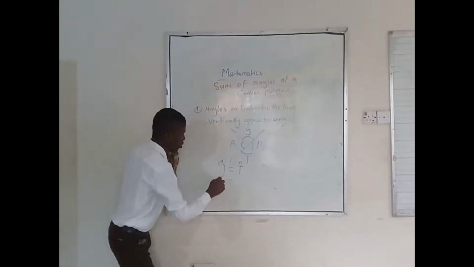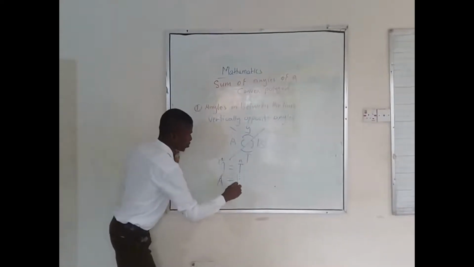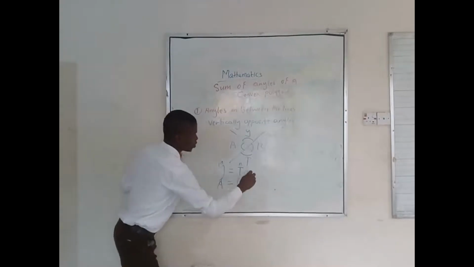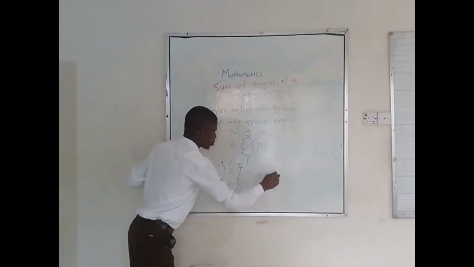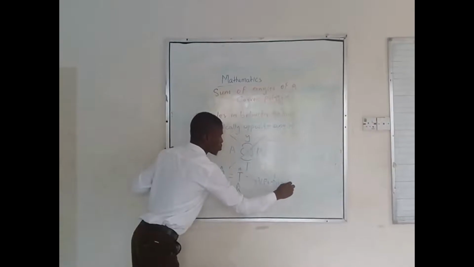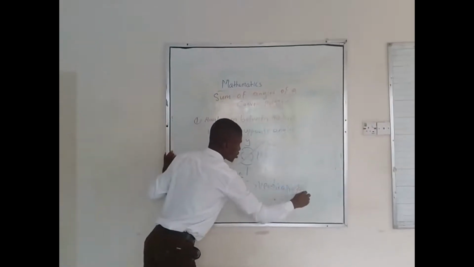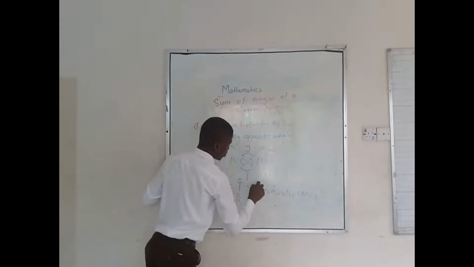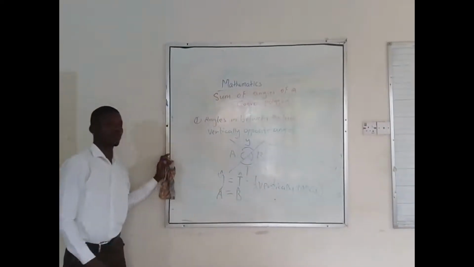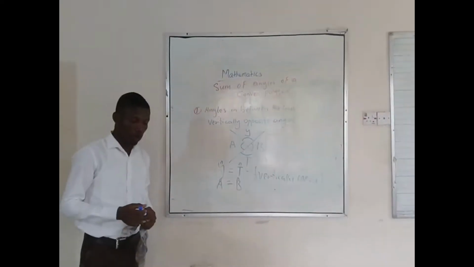So we can say Y equals T and angle A equals angle B because of vertically opposite angles. So that is the third property.